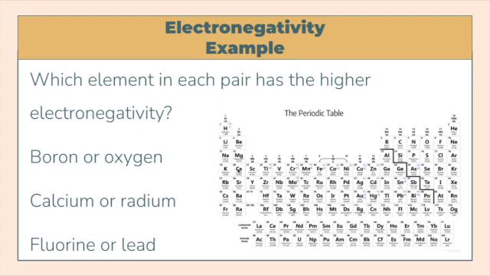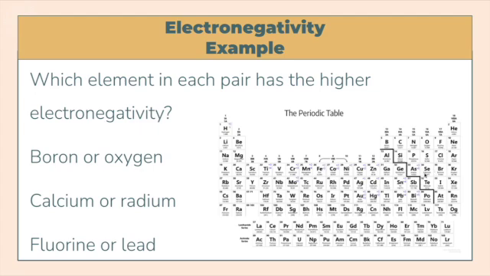Looking at calcium versus radium, both in group 2, radium has more electron shells than calcium. And because it has more electron shells, its Coulombic attraction is lower, which means that any bonded electrons on the outermost shell in those outermost orbitals are not as attracted to radium's nucleus as they would be for calcium. So therefore, calcium has the higher electronegativity.